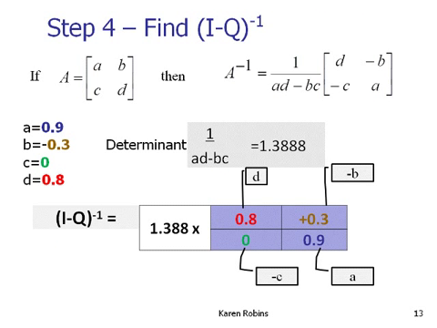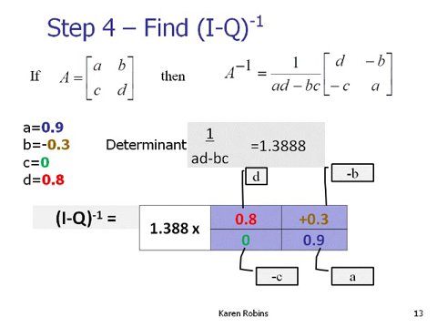So to find the inverse, I minus Q to the minus 1, we need to follow the formula as shown here, A to the minus 1. We know that the determinant is 1.3888, and we just have to rearrange the cells so that D is shown in the top left position and A moves to the bottom right, and we change the sign on B and C to become negative.